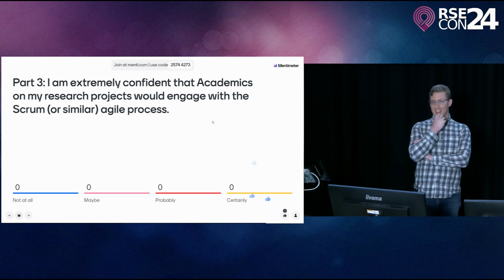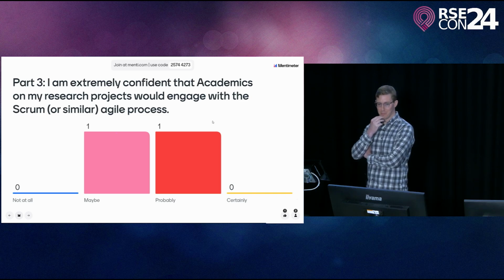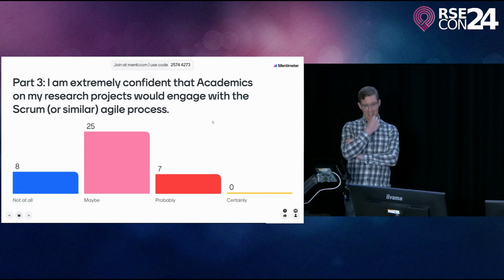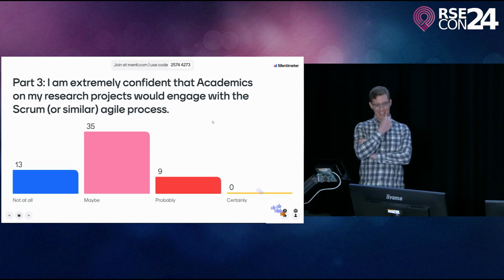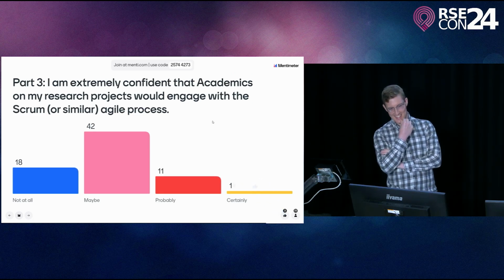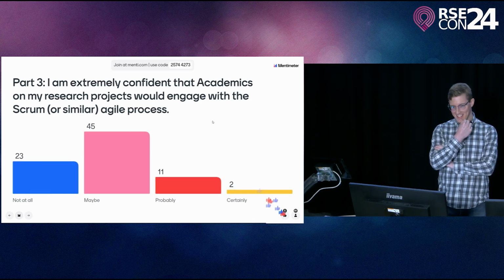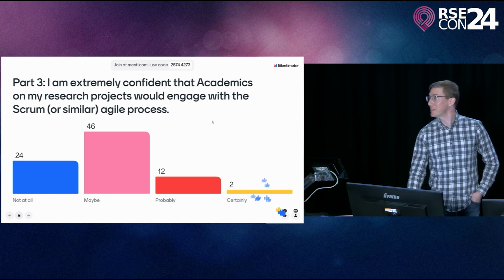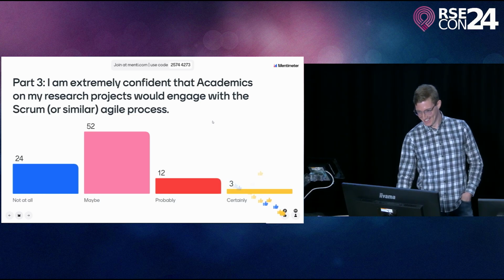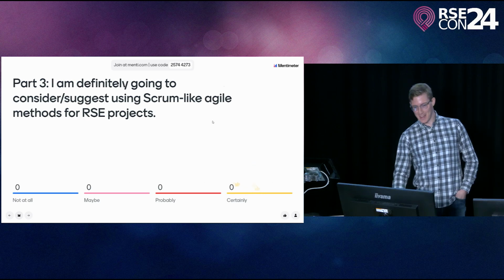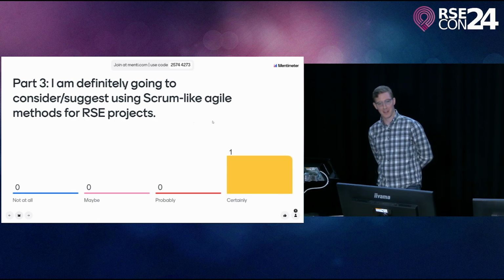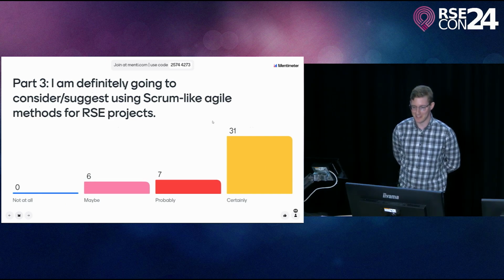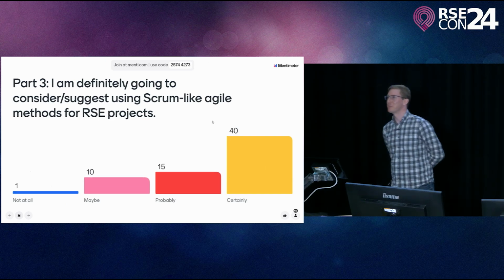I'm extremely confident that academics on my research projects would engage with Scrum or similar Agile process. Good, that's probably more positive than I was expecting actually, so very good. I am definitely going to consider or suggest using Scrum-like Agile methods for RSE projects. And I suppose for people who already do it, you can vote certainly, since you've already won that battle.